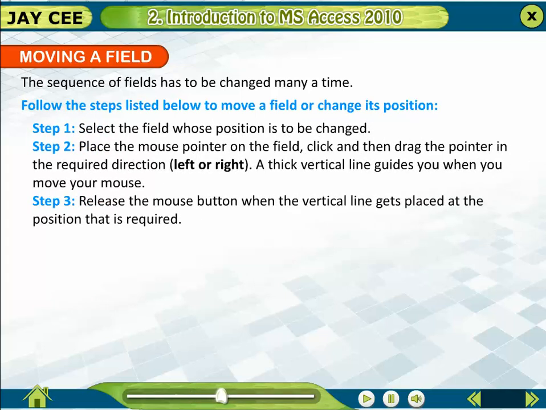Place the mouse pointer on the field, click and then drag the pointer in the required direction, left or right. A thick vertical line guides you when you move your mouse. Release the mouse button when the vertical line gets placed at the position that is required.